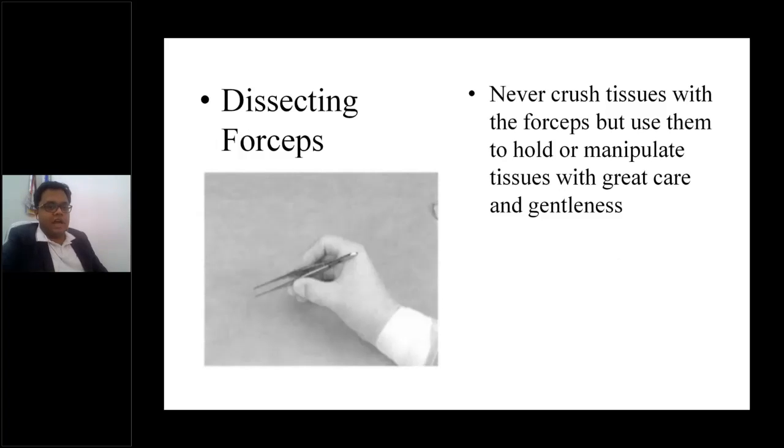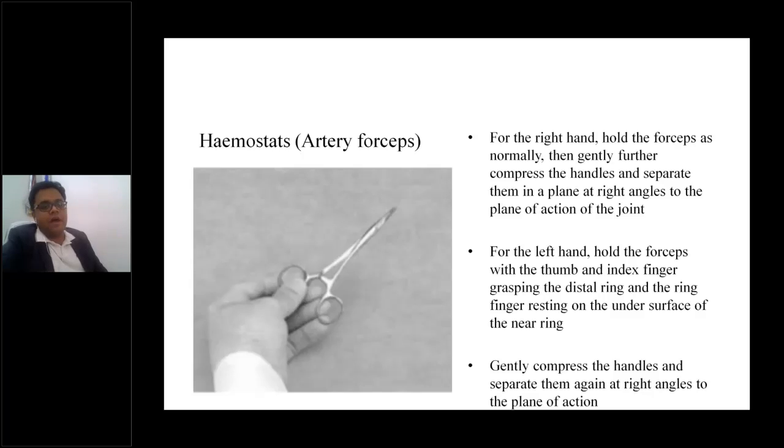Dissecting forceps is to dissect the areas, not to crush the tissues. There have been reports in which tissues have been crushed because dissecting forceps has been used to hold the tissues or vessels, and it leads to damage of the vessels and the tissues. So always remember, any damage to the body is because of your wrong handling and not because of the instrument. Similarly, for the hemostat, the right method of holding it is again using the ring finger and not the index finger. Whenever you hold it with these two fingers, it has to be held.